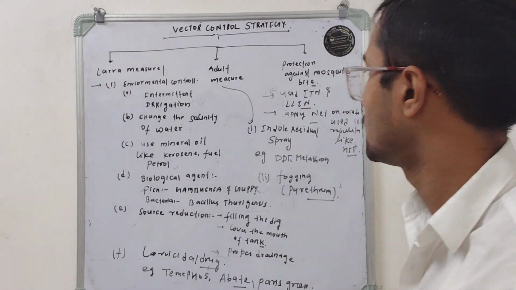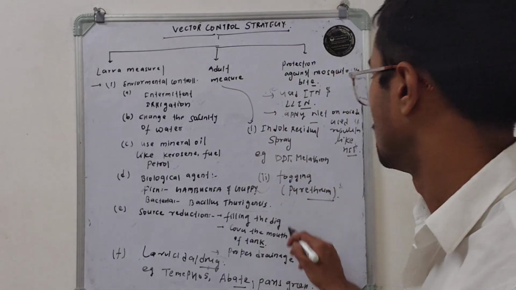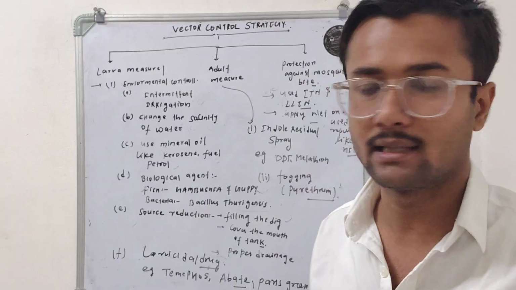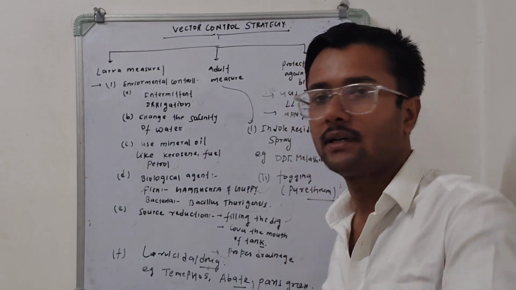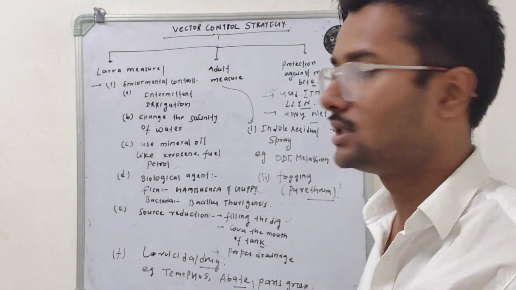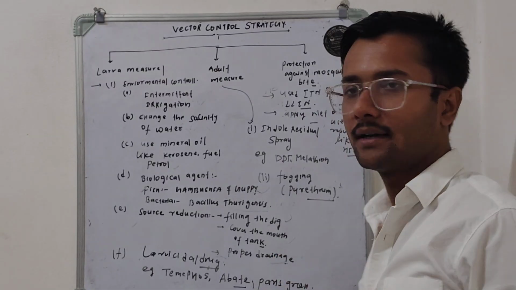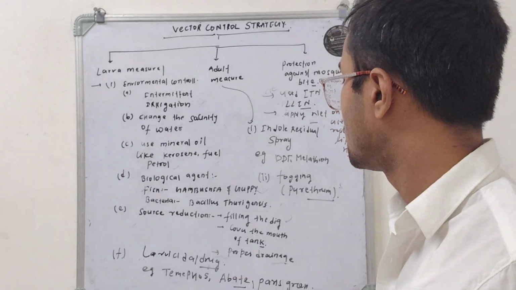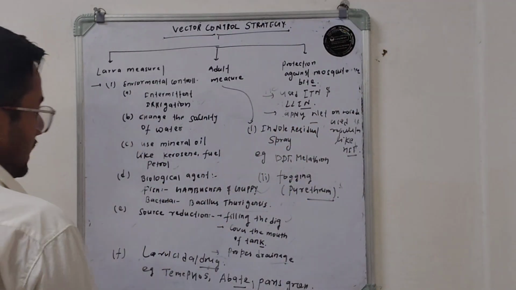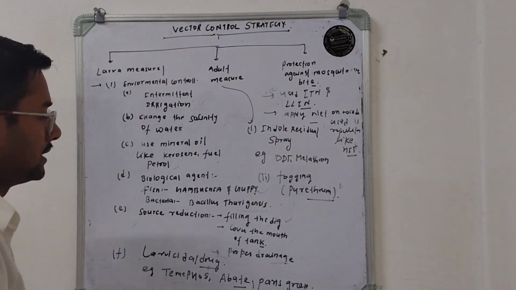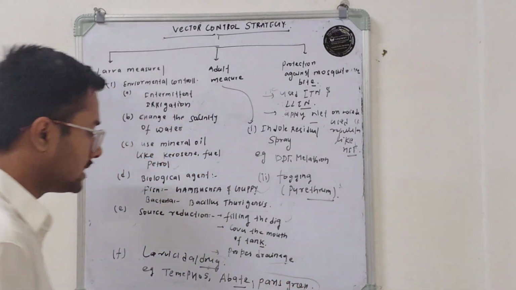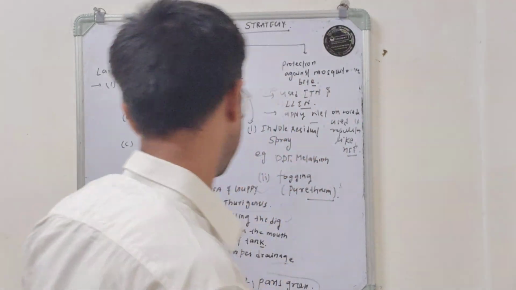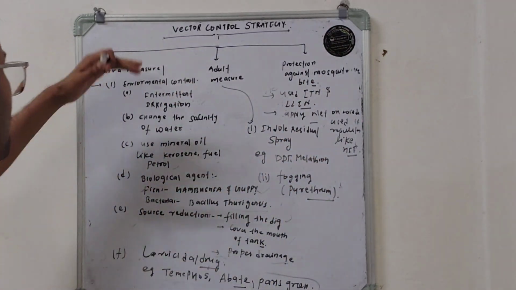The fifth thing is source reduction. In source reduction, we basically fill the ditches so no fresh water accumulates, cover the mouth of tanks so no mosquito larvae enter into them, and ensure proper drainage. So these are the source reduction measures. The last is the larvicidal drugs. We use some larvicidal drugs like Temephos, Abate, and Paris green. These larvicidal drugs destroy the larva of a mosquito. So these are the larva measures.